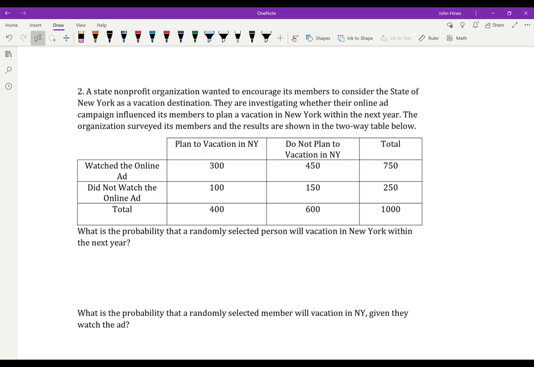So what's the probability that a randomly selected person will vacation in New York next year? What's the probability they are going to New York? Well, 400 out of 1,000. 400 out of 1,000 are planning to go to New York. So I get 40% there.